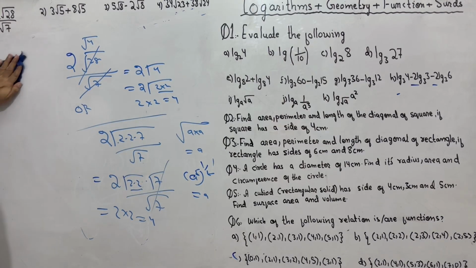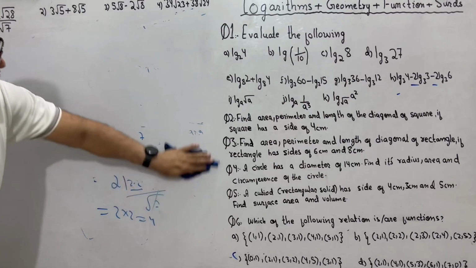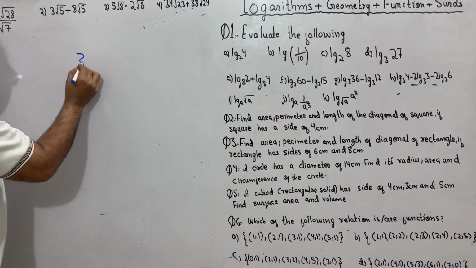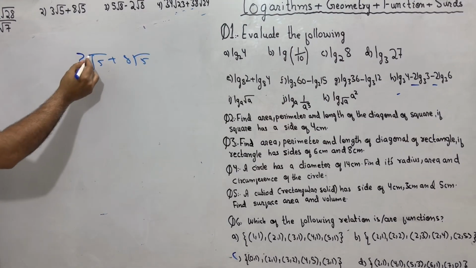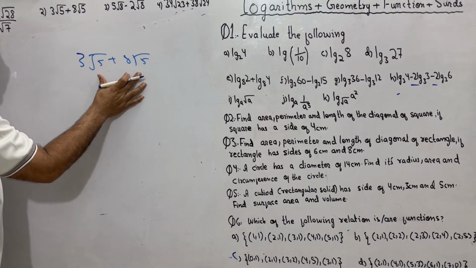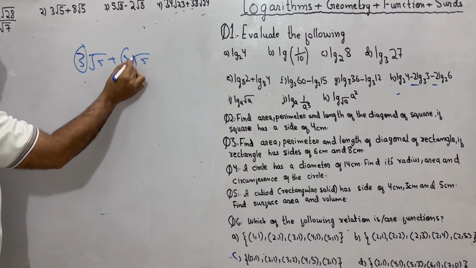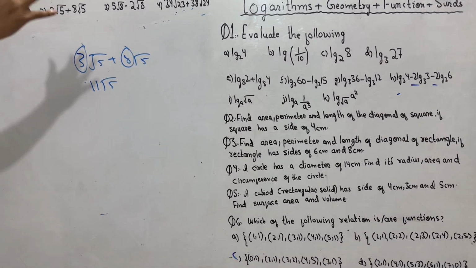Let's see the next question. 3 times root 5 plus 8 times root 5 is equal to what? They are simple enough. Taking 5 common is going to be trouble for you. Just add the coefficients 3 and 8, it will become 11 times root 5. 11 times root 5 is our answer.